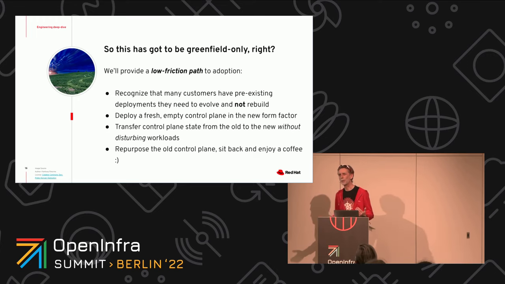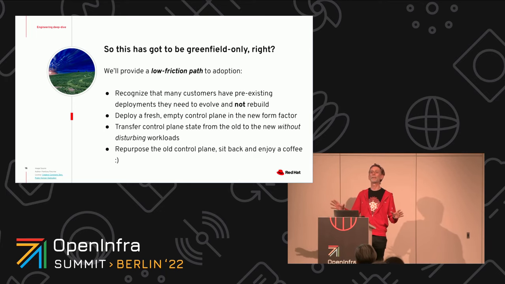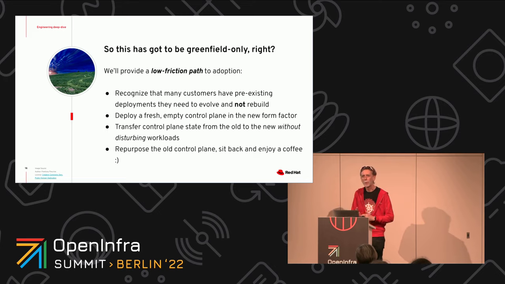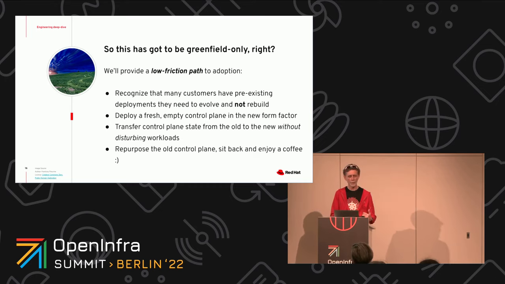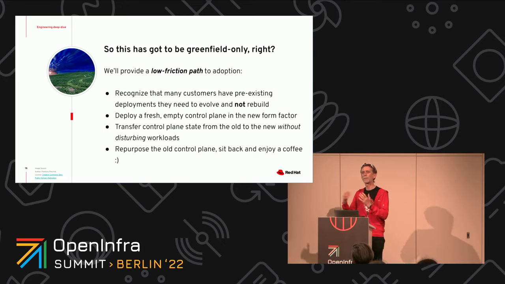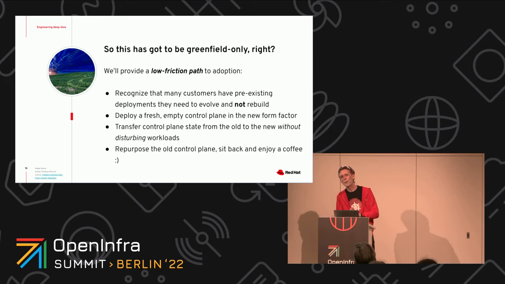So you look at all of those changes, and you might ask yourself, if you're an experienced Red Hat OpenStack Platform customer: okay, you've got all of these things changing, that's got to be only for greenfield, am I right? Well, no. We realize that restricting this to greenfield-only deployments and not giving people the option to evolve their pre-existing deployments wouldn't be a good option for many of our customers. They have an existing footprint, and they need to be able to evolve those existing deployments to the new form factor without having to do a clean rebuild. So to facilitate that, within engineering, we have come up with a solution.